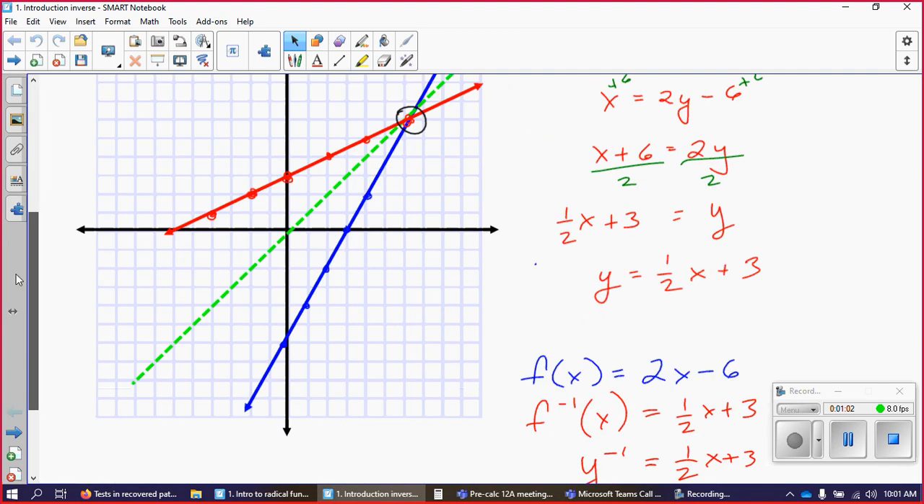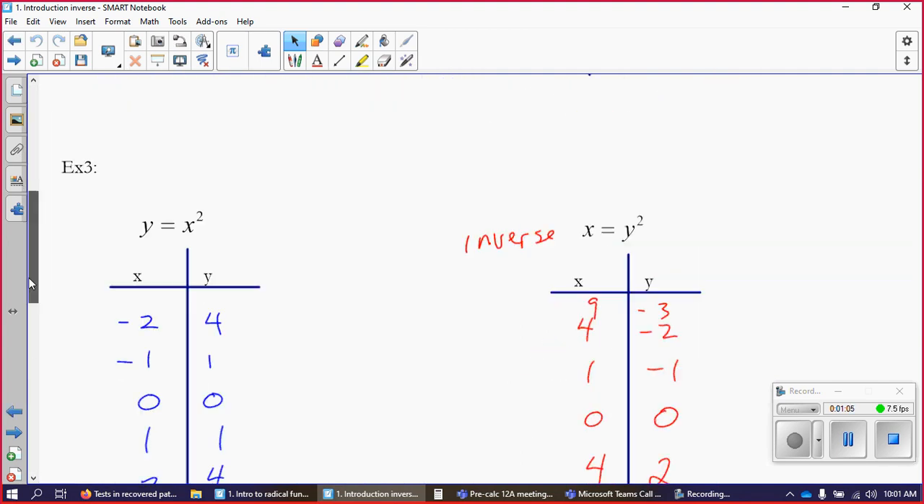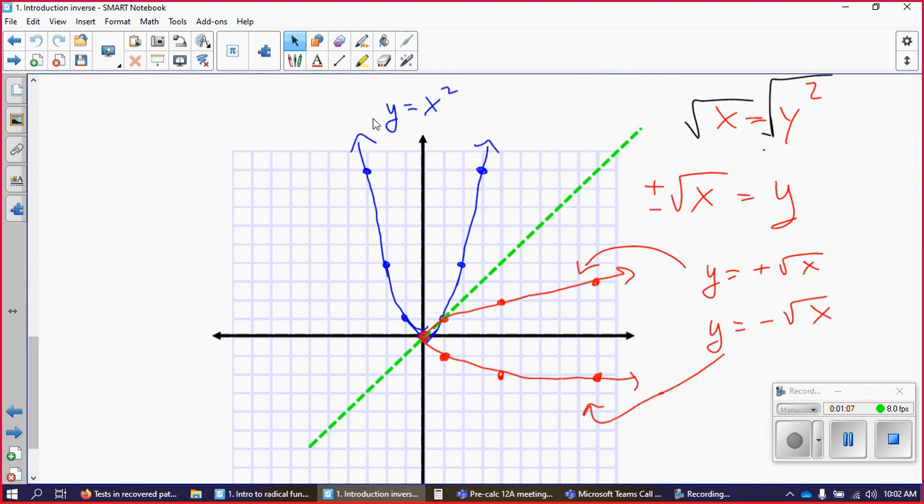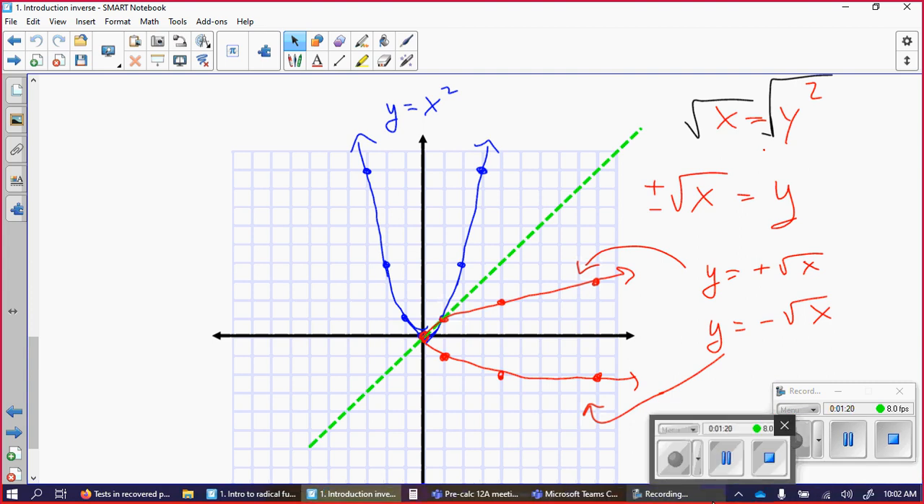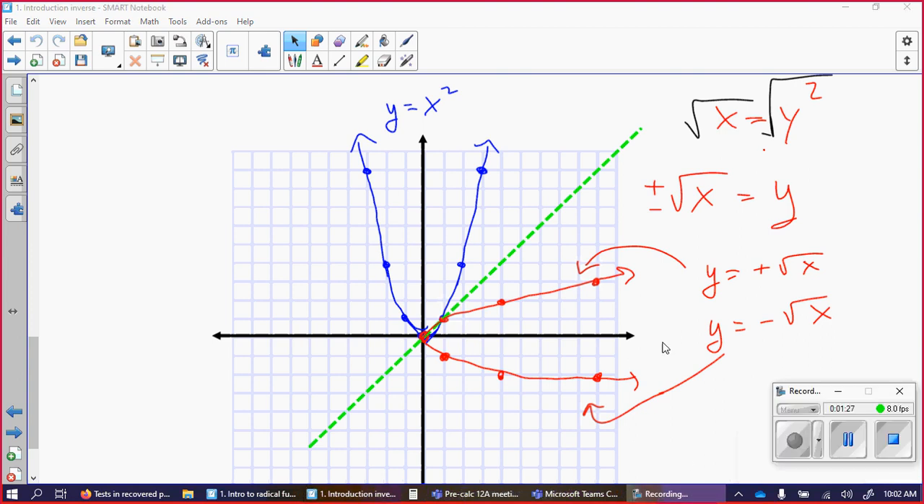For a quadratic function, we get something like the red graph, and we talked about how technically the inverse of y equals x squared is not a function because it doesn't pass the vertical line test. Because a function is defined as something that has, for every x value, one and only one y value. And well, for x equals 4, this has 2.